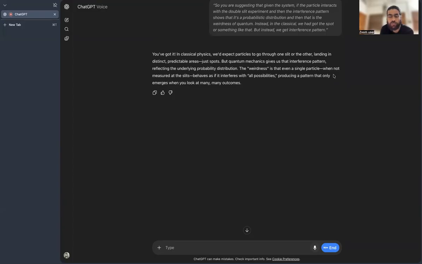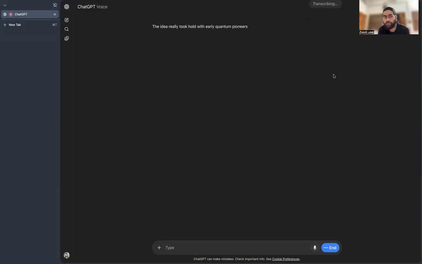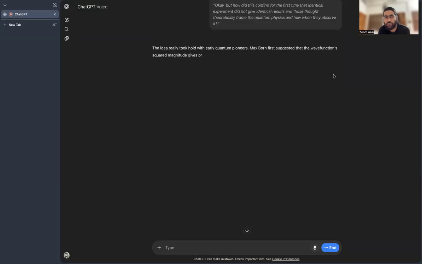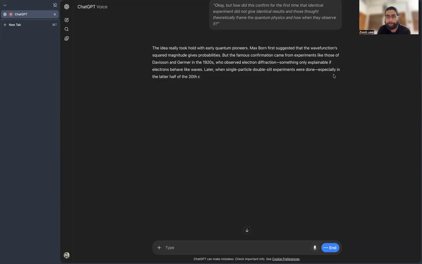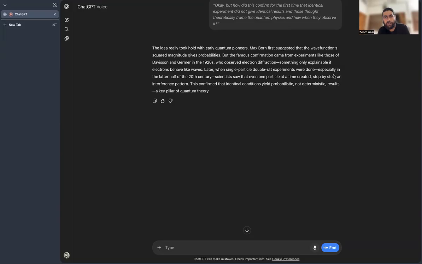Okay, but how did this confirm for the first time that identical experiments do not give identical results, and how did theory frame quantum physics and when was it observed? The idea really took hold with early quantum pioneers. Max Born first suggested that the wave function's squared magnitude gives probabilities, but the famous confirmation came from experiments like those of Davisson and Germer in the 1920s, who observed electron diffraction, something only explainable if electrons behave like waves. Later, when single particle double slit experiments were done, especially in the latter half of the 20th century, scientists saw that even one particle at a time created, step by step, an interference pattern. This confirmed that identical conditions yield probabilistic, not deterministic results, a key pillar of quantum theory.